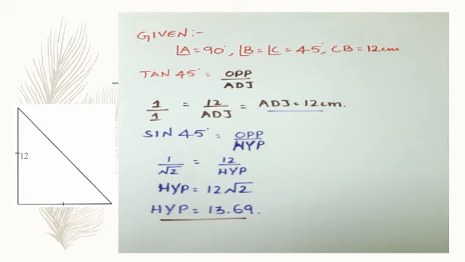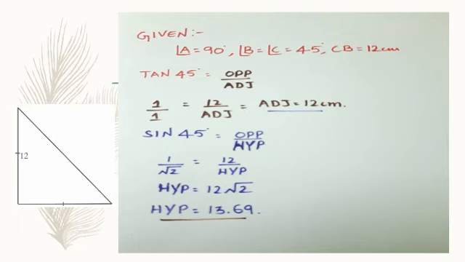So now if you take tan 45, tan theta is the ratio between opposite and adjacent. The value of tan 45 is 1. So 1 equals opposite, 12, divided by adjacent. Therefore if you cross multiply, the adjacent side is 12 centimeter. That means the height of the triangle is 12 centimeter and the base of the triangle is also 12 centimeter.